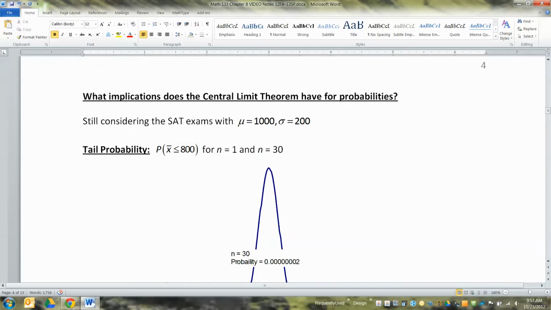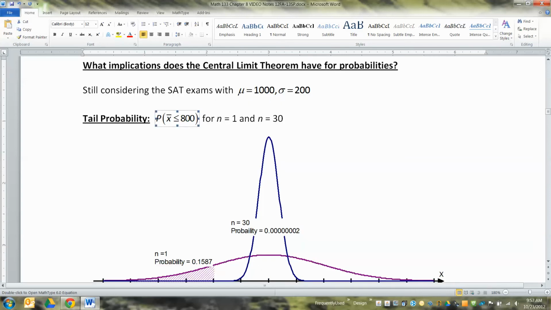All right, what implications does this have for the central limit theorem? The spread shrinks, right? If the spread is shrinking, what's that going to mean for our probabilities? Let's look at 800. Now remember, 800 is only one standard deviation away, right? So let's look at it when n is equal to 1 and n is equal to 30. And we're going to find both of these.